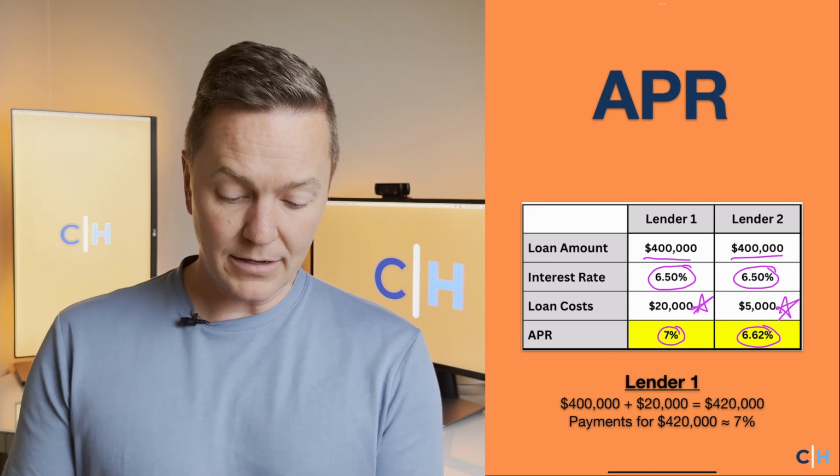Lender 1 has a loan amount of $400,000, and there's loan costs of $20,000. If you add those together, that's a total amount of $420,000 to get that loan. The rate that they quoted you was 6.5, but the APR is 7, because if you broke down the monthly payments on $420,000, the loan plus the loan costs, it would be pretty close to 7%. And that's why APR tells you the actual cost of your loan.